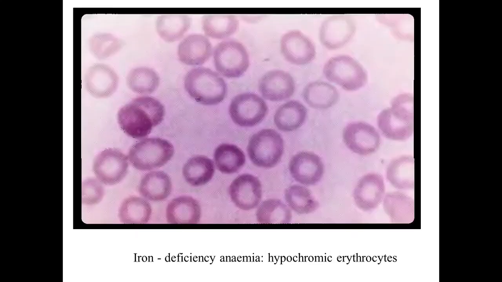And this is the blood smear of iron deficiency anemia. We can find microcytes and anulocytes. These are erythrocytes that are colored only on the periphery.